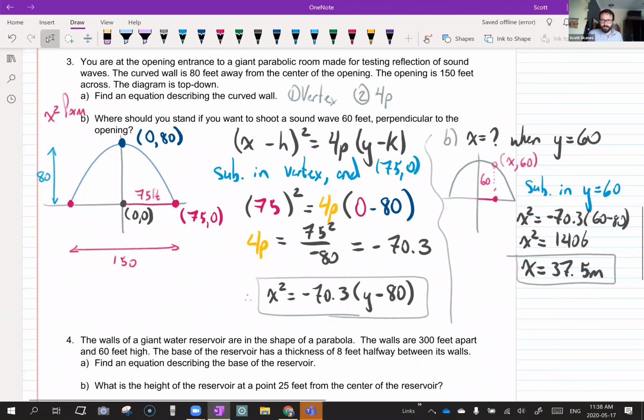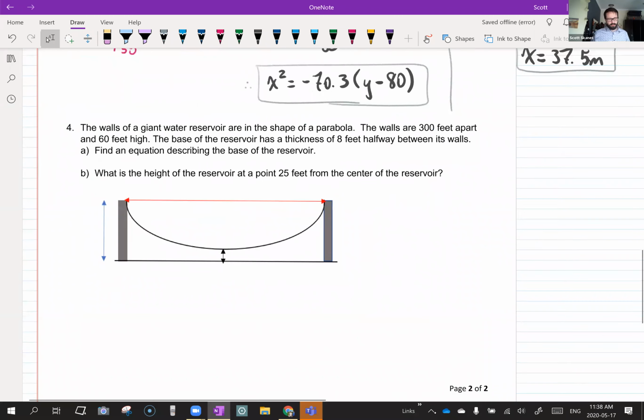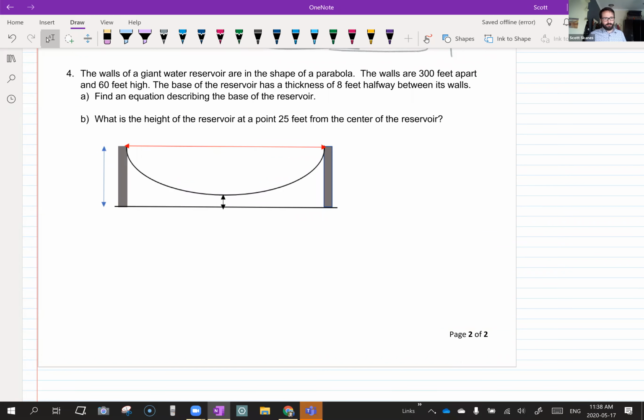Okay, so assuming that you're all still alive out there and everything's okay, I'm going to move on. I'm not going to do this whole question. I'm just going to set it up for you, okay? So this last question is basically the same, just slightly different. The walls of a giant reservoir are in the shape of a parabola. As you can see, the walls are 300 feet apart. Okay, so this is 300 and 60 feet high. So this is 60 high. The base of the reservoir has a thickness of 8 feet halfway between its walls. Okay, so this is 8. That distance is 8. Find an equation describing the base of the reservoir.